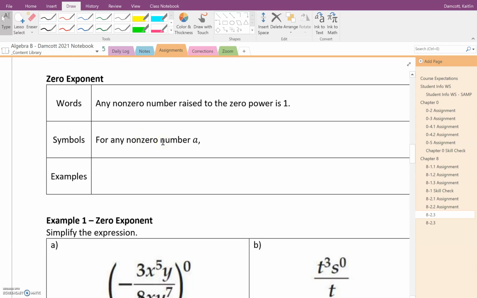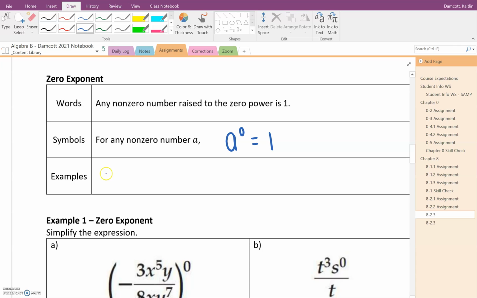So to continue these notes here, just want to make sure that I've got the right thing. So for any non-zero number A, all this is saying is if you were to take A and raise it to the 0 power, you're going to end up with the number 1.